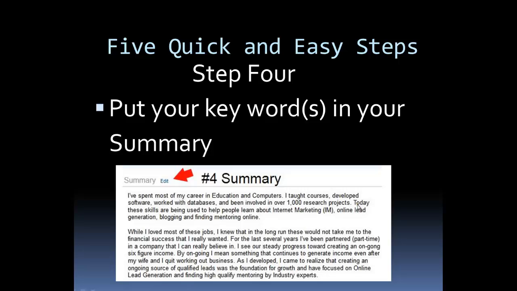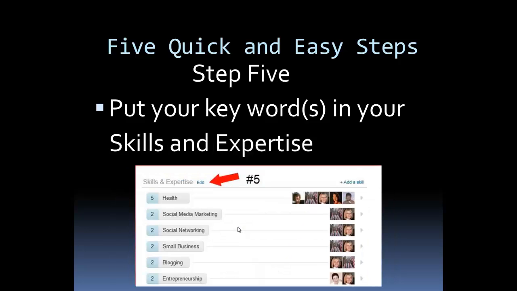Step 4, there's a summary section, so put your keywords in the summary. Again, you don't want to just go keyword, keyword, keyword, keyword. Make them flow in a sentence, but make sure they're in there. Step 5, there's a skills and expertise section, the specialty section. You need to make sure that the keywords you're looking for are in your specialties.